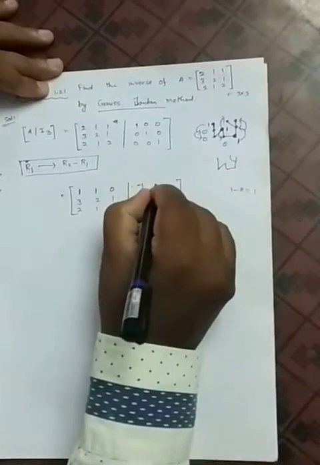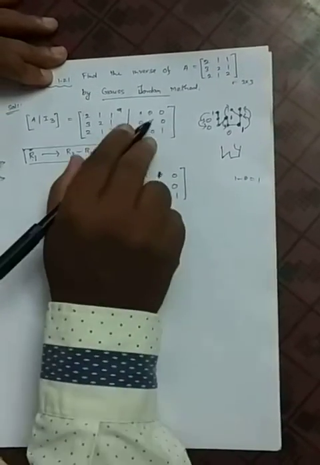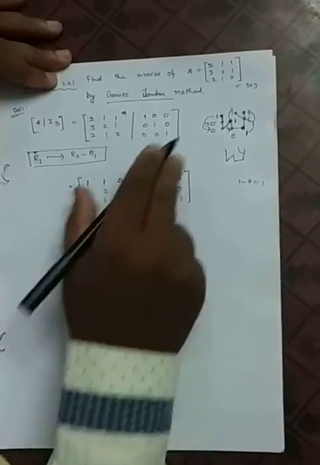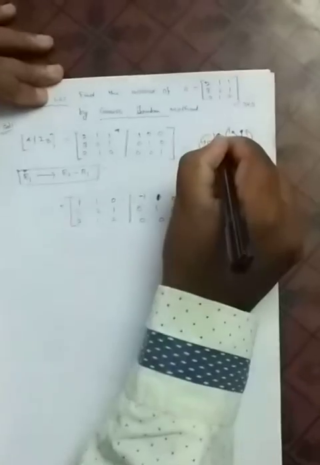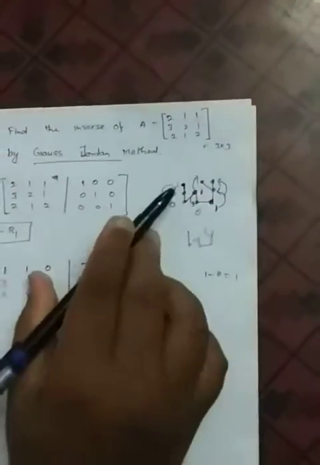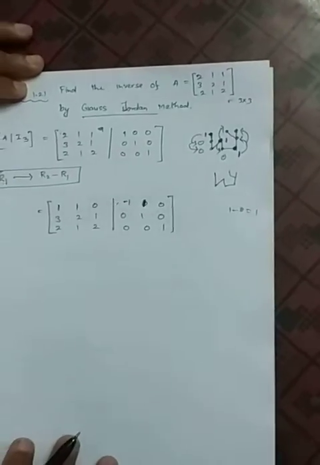So that means here it should be 1. Okay, 1 minus 0 is 1 here. Then 0 minus 0 is 0. The remaining you are writing. So first my task is this, you need to make a 1. I have done that. Now with this one I need to make these two entries 0. Now I am going to do that.